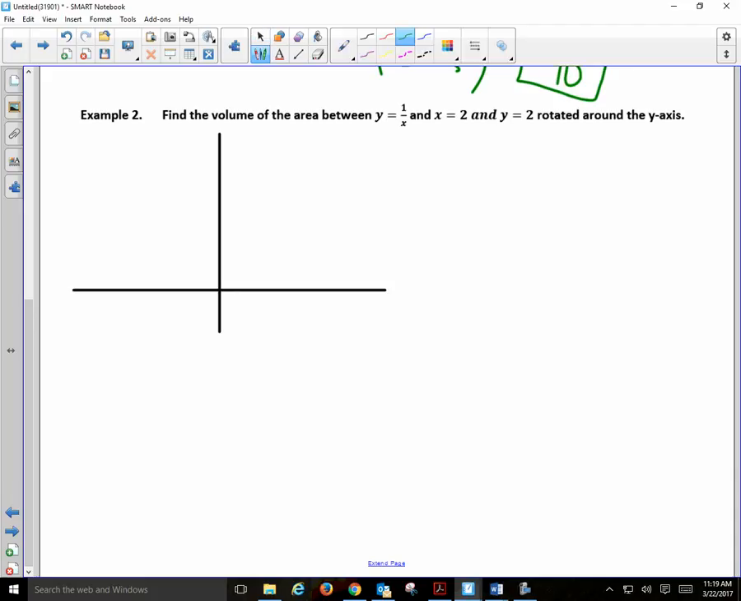Volume between, so we have to look at the area between y equals 1 over x. What does that look like? Yep, good. You guys are so smart. x equals 2, and y equals 2. You see the area, and that's really my area right there.